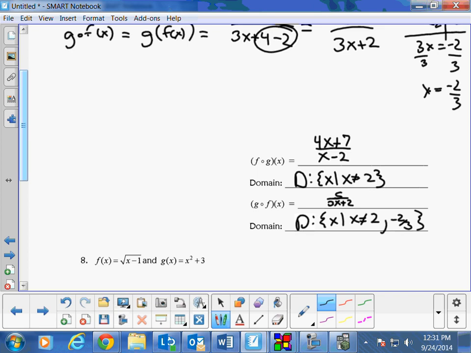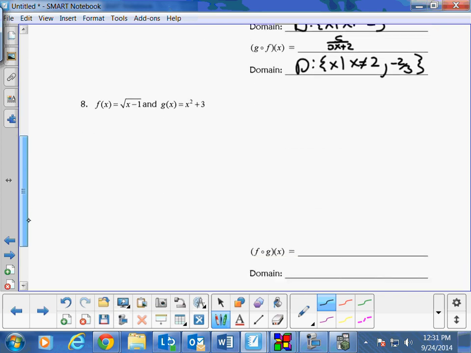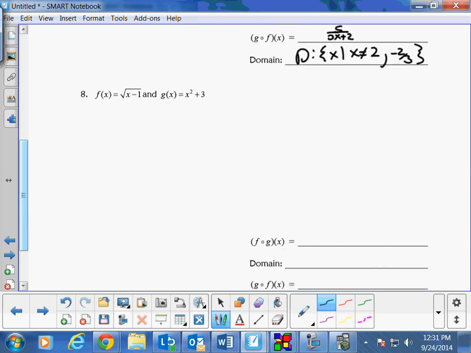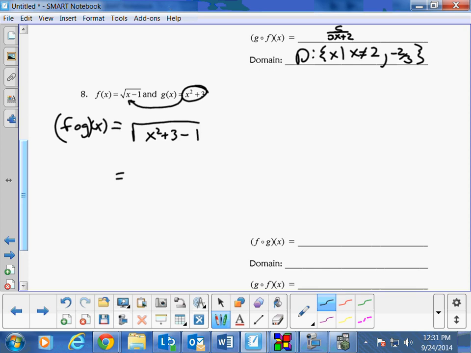Okay, fantastic. Let's go ahead and move on to the next one. We're going to do the same thing with this one, f of g of this one. And so let's perform that too. Again, try before I do it. Now the f of g of x on this one means I'm going to put this in here. It's going to look like this. Square root of x squared plus 3 minus 1, which means I'll get the square root of x squared plus 2.